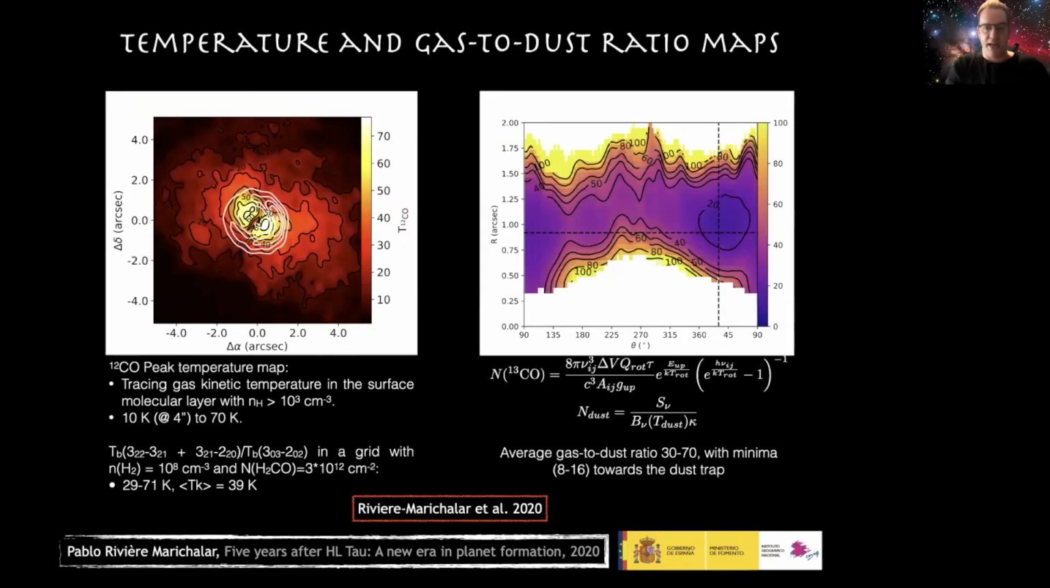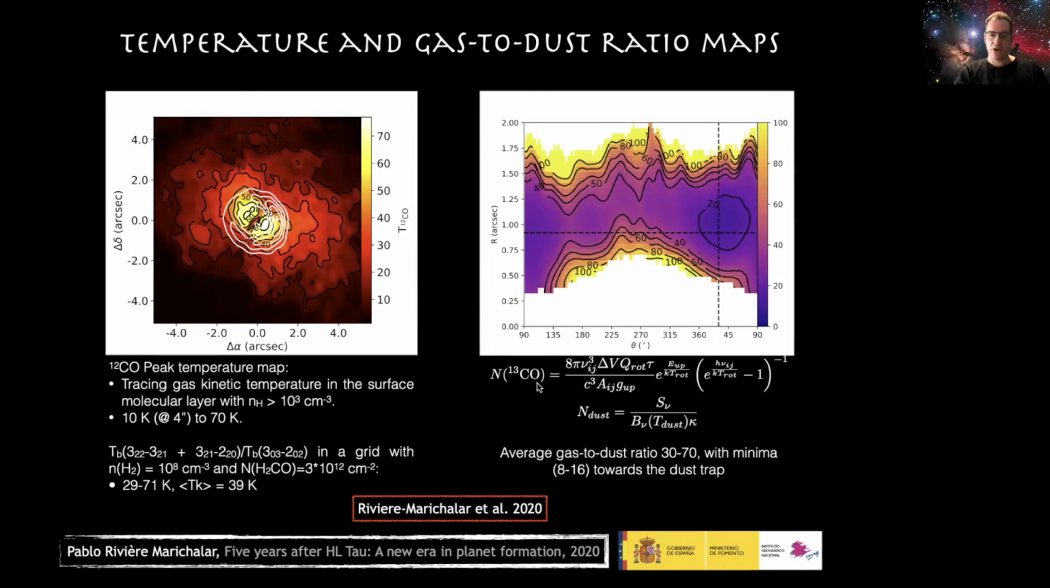Since we observed the optically thick 12CO line, we were able to retrieve a temperature map that shows us that the temperature goes from 10 in the outermost regions of the system, which are dominated by envelope emission, to 70 in the innermost region. These temperatures are very similar to the ones that we can derive using formaldehyde, which range from 29 to 71 with a mean temperature of 39.